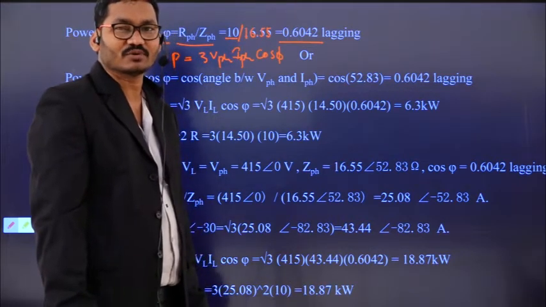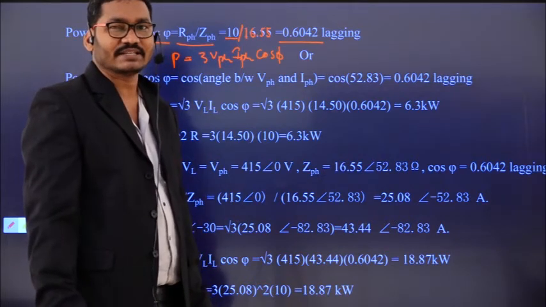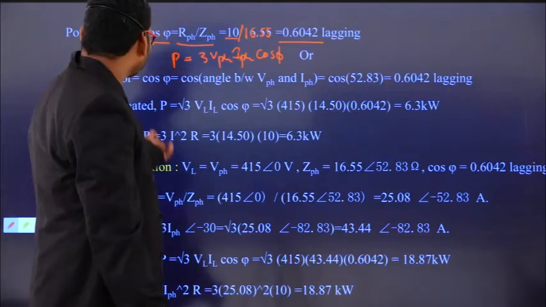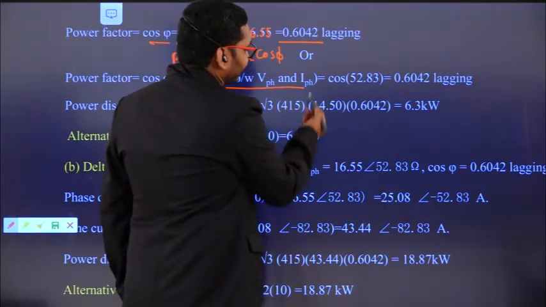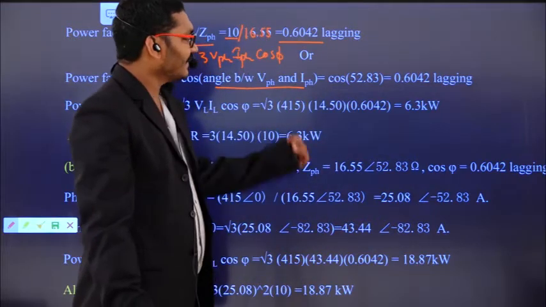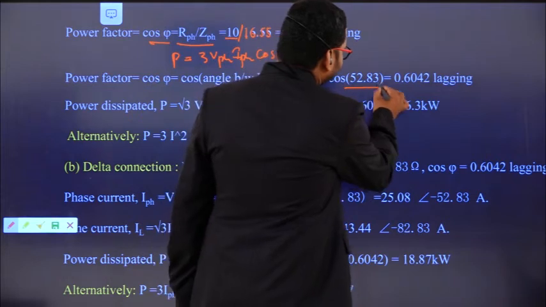For practical loads, mostly when you have an inductance and resistance combination, those are lagging loads only. Okay, so power factor, another way you can also find it out: cos of the angle between V phase and I phase. Just now I told you the V phase angle is minus 30 degrees, the I phase angle is minus 82.83 degrees. The difference you will get is 52.83 degrees.